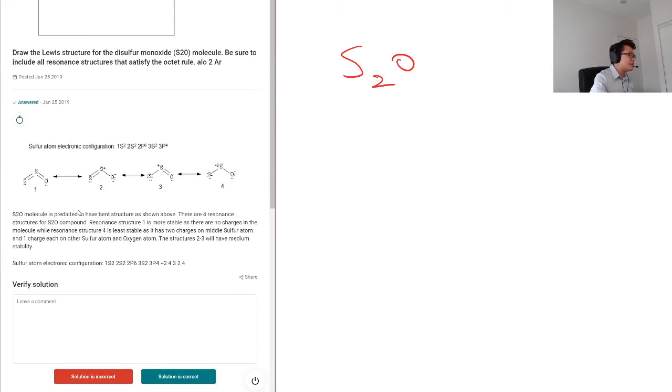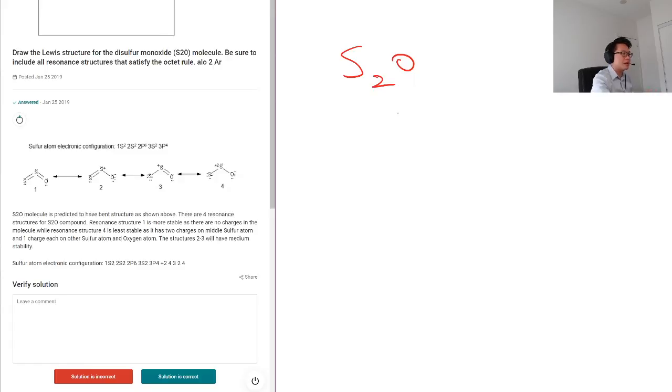Okay, so S2O is okay. So we are going to draw out the Lewis structure, and then from the Lewis structure, we should be able to figure out the Western structure. First of all, we have to find out the central atom. So S2O, which atom is at the center?